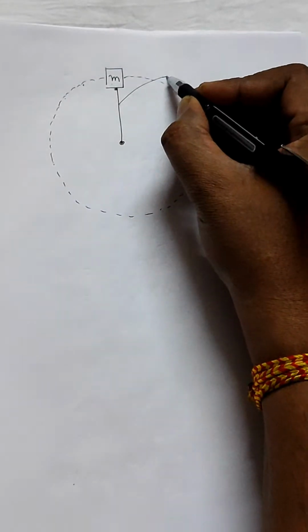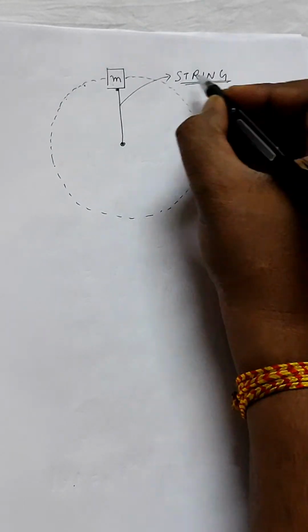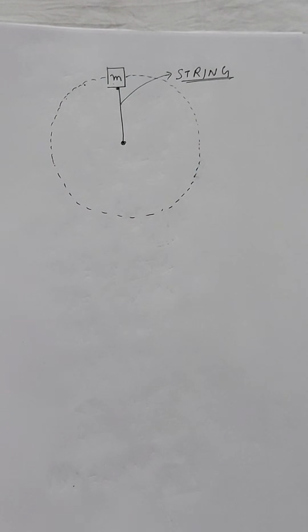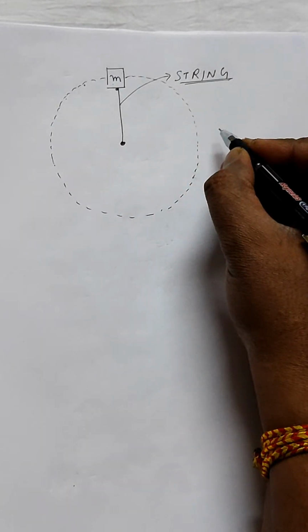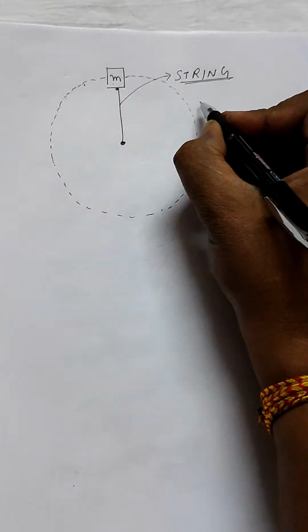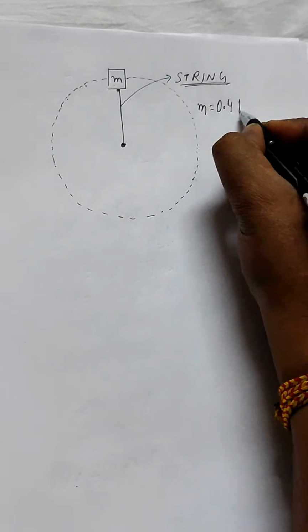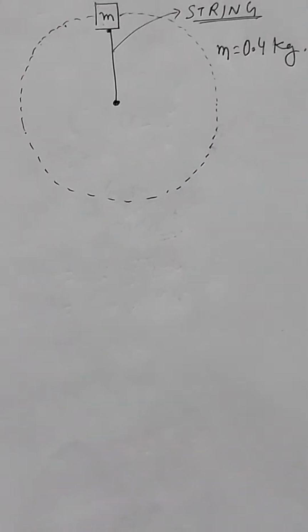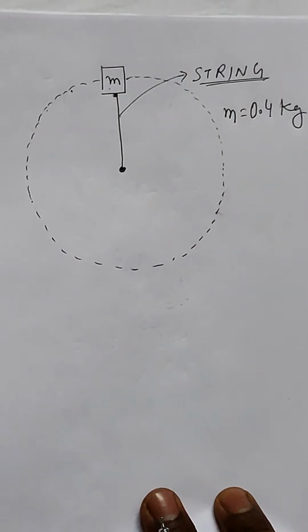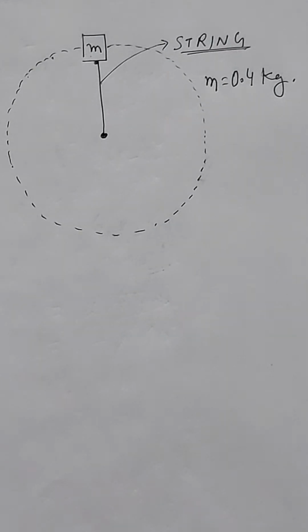Now this is the string, that means let's say the thread through which this body is tied up, right? Now it's given that the mass of the body is 0.4 kg. Okay, let me zoom a little. This is 0.4 kg which is given to you, right?